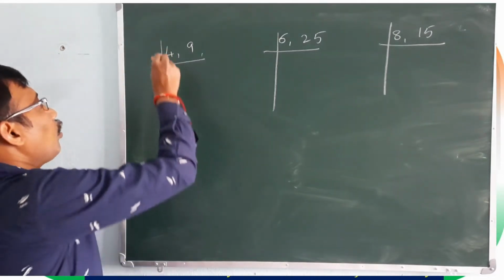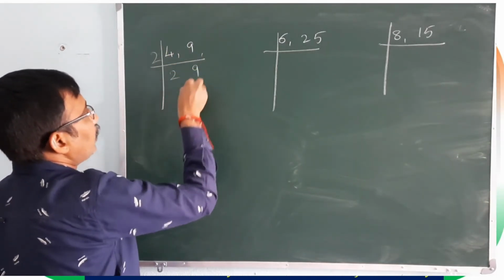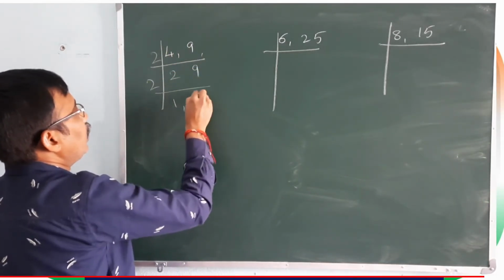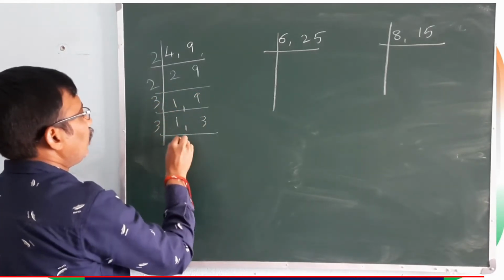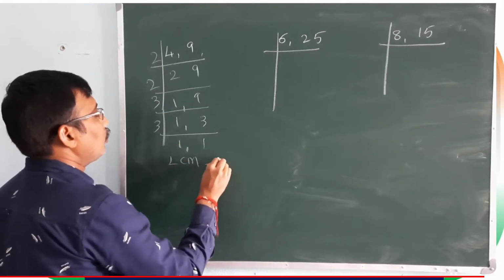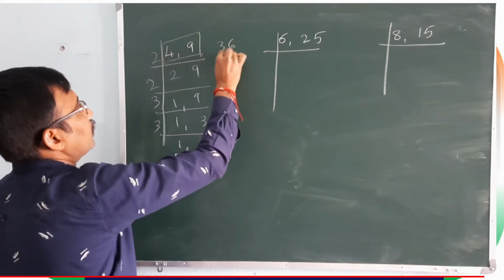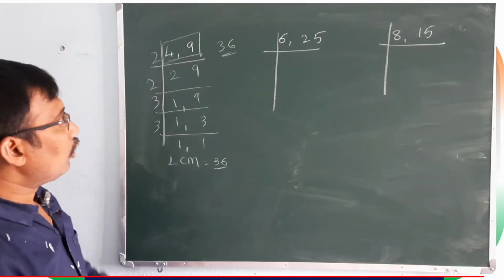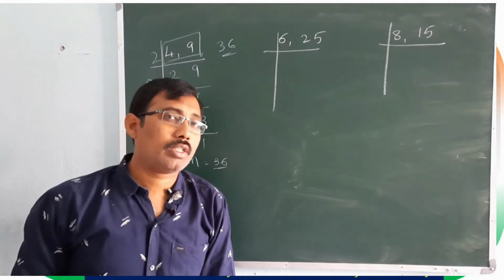So these numbers are co-primes. So therefore 2 2 is 4, 4 9 is 36. Their product is equal to the LCM, which is equal to 36. Their multiplication is also 36. Okay. This is the second rule. When the numbers are co-prime numbers, their LCM is equal to their product.